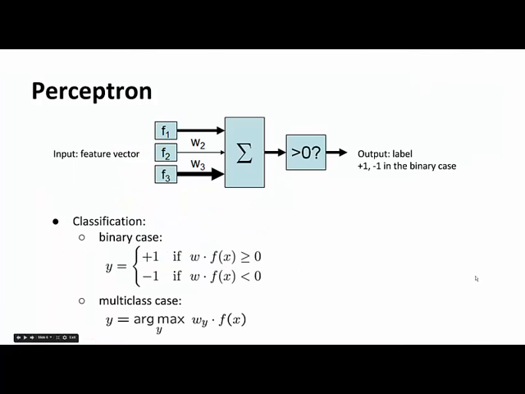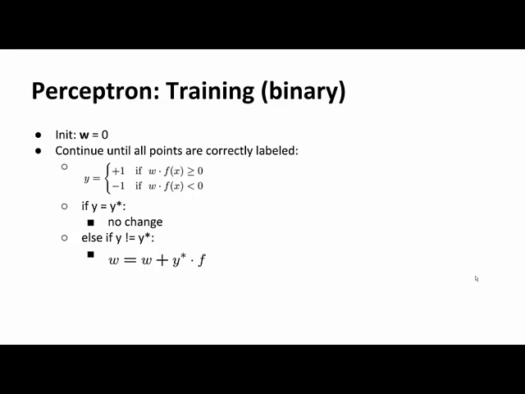All right, so let's get back to the slides. So when we're training our perceptron classifier, our goal is going to be primarily to find the weight vector that will correctly label the data. Right? So how do we do that? Well, this is going to be our basic algorithm.